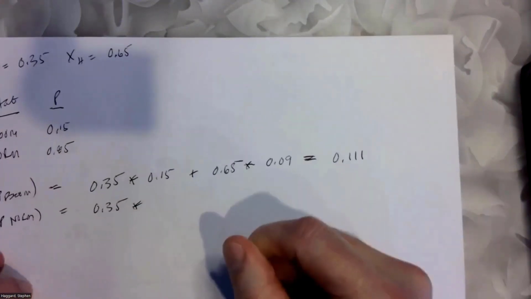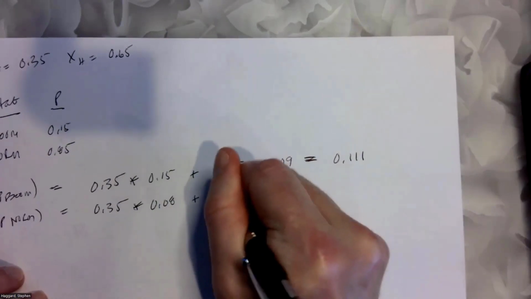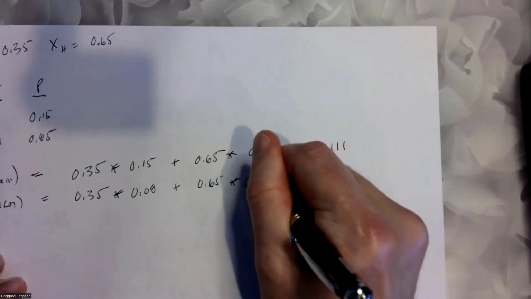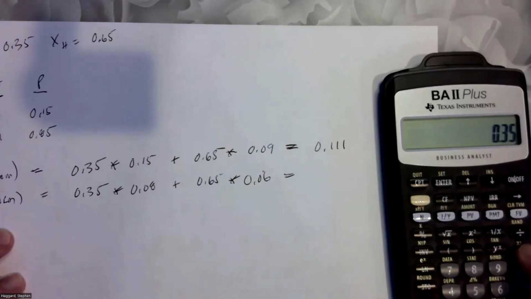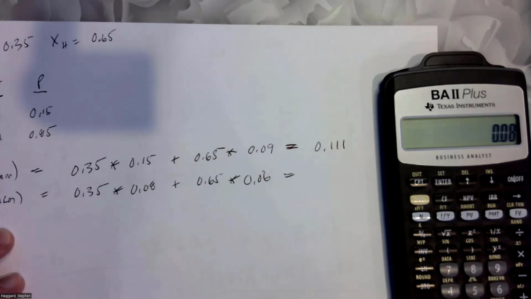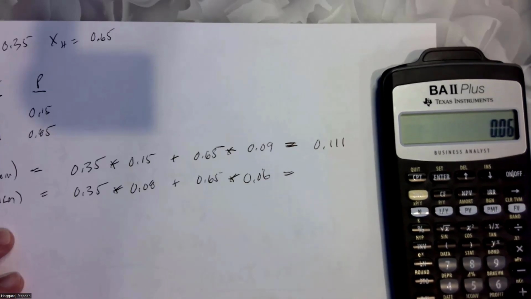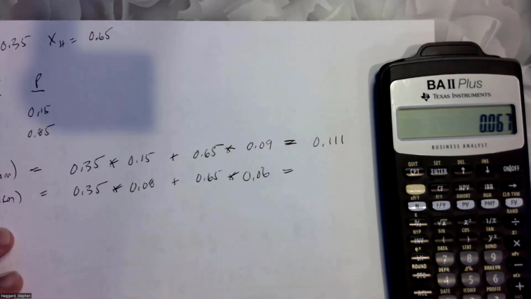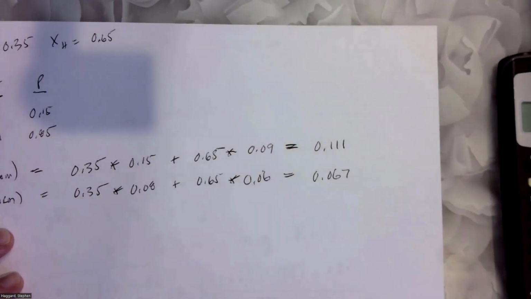0.35. This time we're looking at the return on stock G in normal times, 0.08, plus 0.65, the weight on H, times the return on H in normal times, which is 6% or 0.06. And we're going to do the same process here. 0.35 times 0.08 equals, store 1. 0.65 times 0.06 equals, store 2. Recall 1 plus recall 2 equals. I'm getting 0.067. Is that what you guys are getting? Yes. Yeah. Very good. Okay.